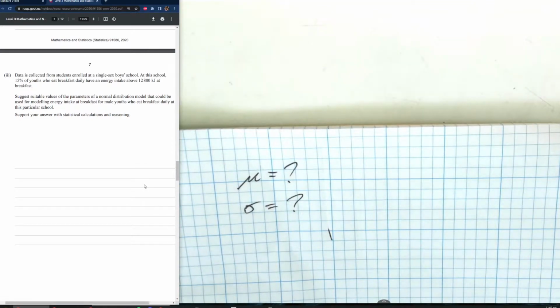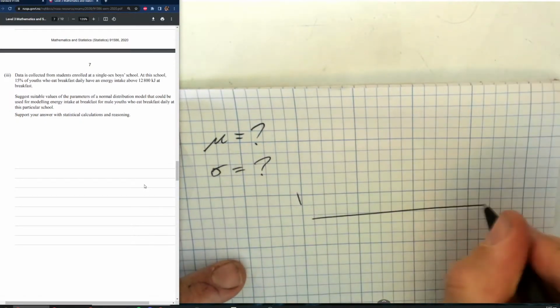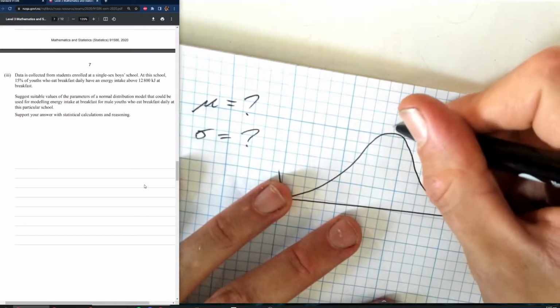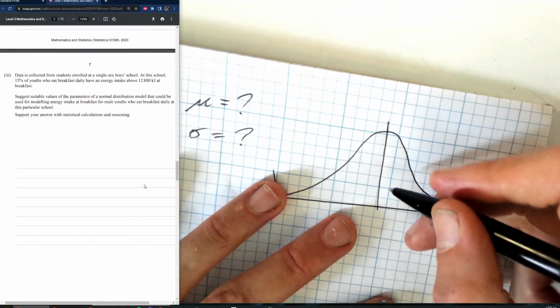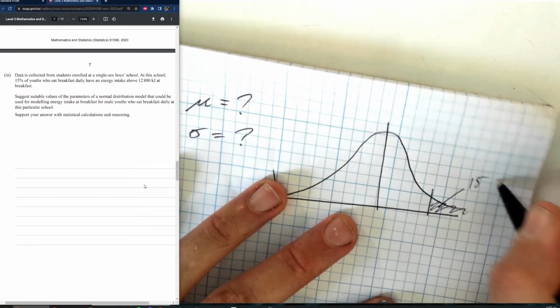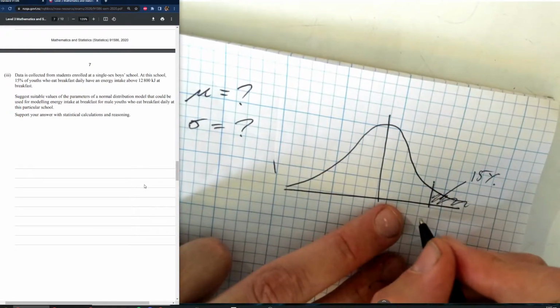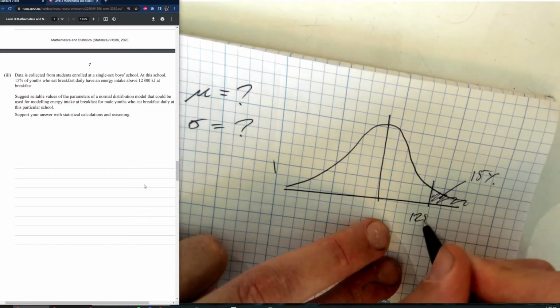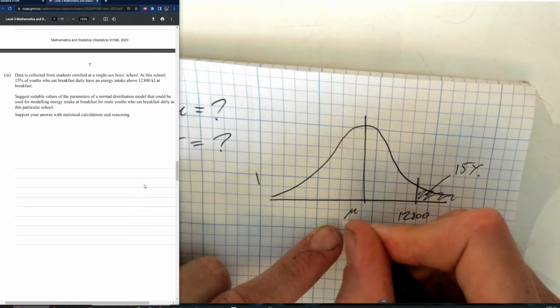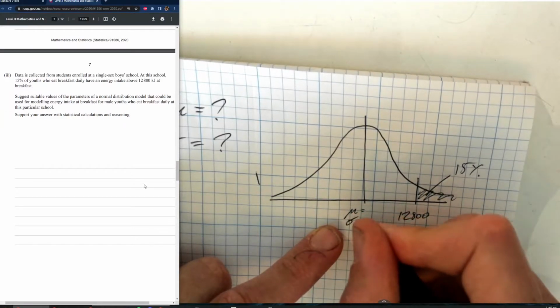That could be used for modelling energy intake at breakfast for male youths who eat breakfast daily at this particular school. Okay, this is a mean question, because pretty much all they're giving you is the fact that about 15% is above 12,800. But they are not giving you a mean and they are not giving you a standard deviation.